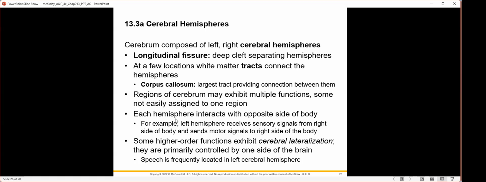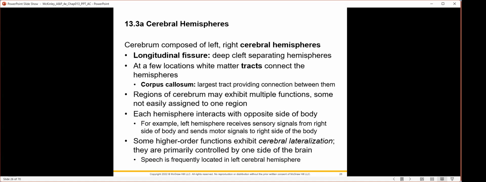Each hemisphere, interestingly enough, interacts with the opposite side of the body, okay? So the left hemisphere receives signals from the right side of the body and vice versa. The right hemisphere receives signals from the left side. So this is kind of a cross communication going on.